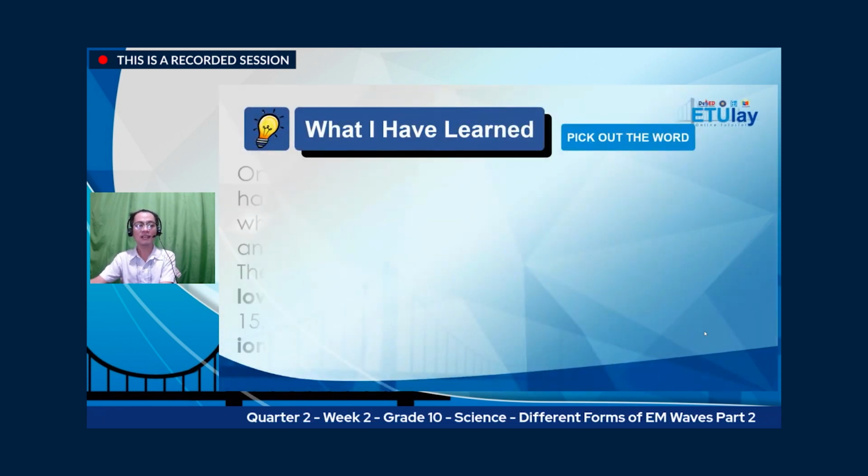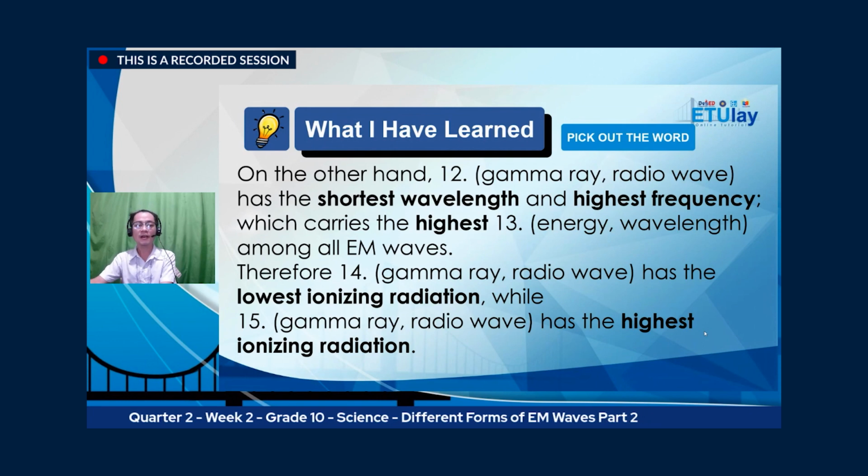On the other hand, number 12, gamma ray or radio wave has the shortest wavelength and highest frequency, which carries the highest number 13, energy or wavelength among all EM waves. Therefore, number 14, gamma ray or radio wave has the lowest ionizing radiation, while number 15, gamma ray or radio wave has the highest ionizing radiation.